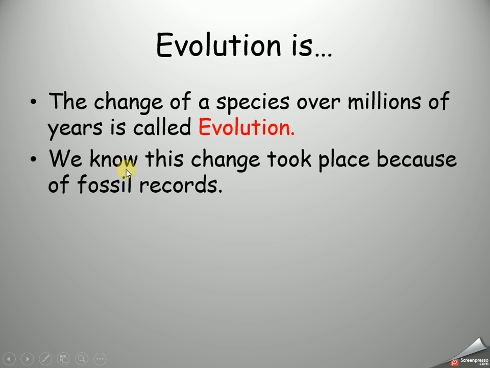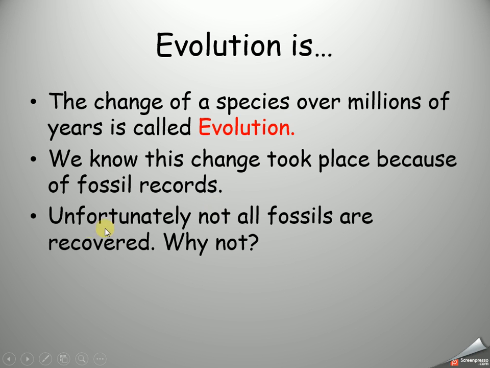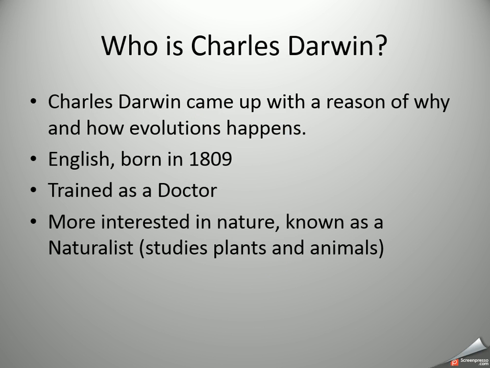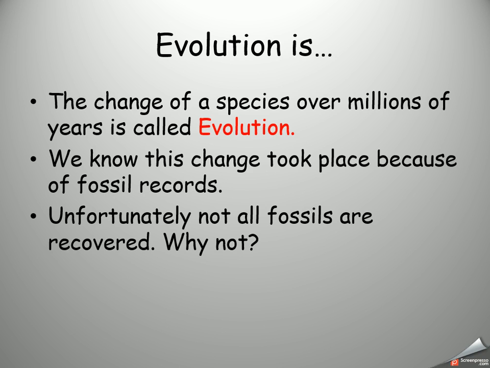Okay, how do we know this took place? Well, we know it took place because of fossil records, but unfortunately not all fossils have been recovered. So they might ask you a question on why the fossil record is incomplete. There are 2 reasons for that. One reason is that they've not found all of them yet, so some fossils are still out there and we're still looking. And also some of them might have been destroyed, maybe by lava from a volcano, or earthquakes, anything could have happened. So we haven't found them, or they've been destroyed, which are the reasons why the fossil record is not complete.